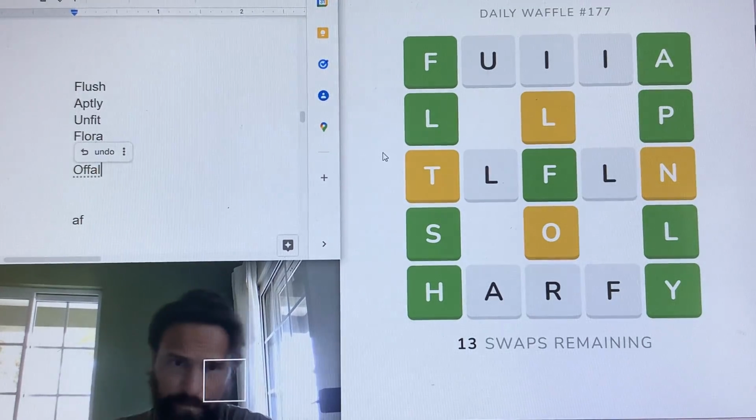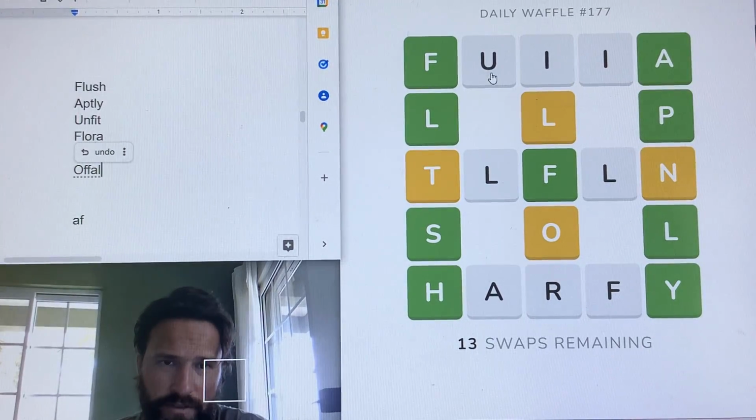All right, so floor, let's start with this U. This wants to be an L, and there's so many L's in this puzzle. We must be able to do this. So the U goes here for flush.